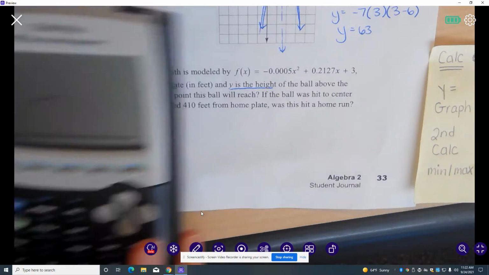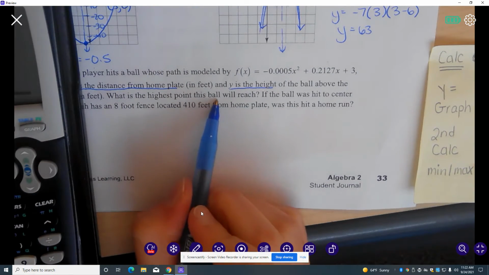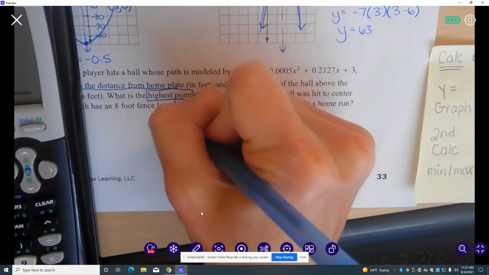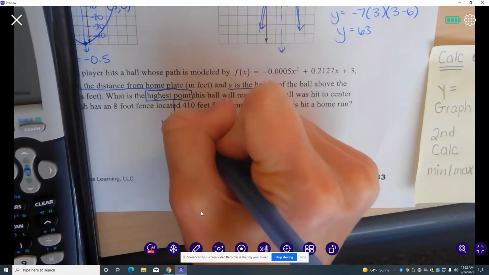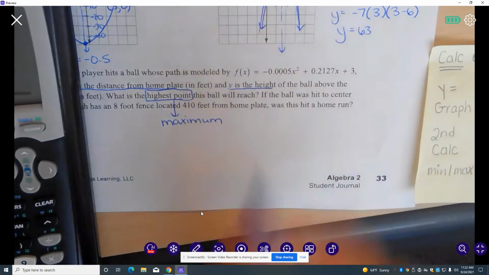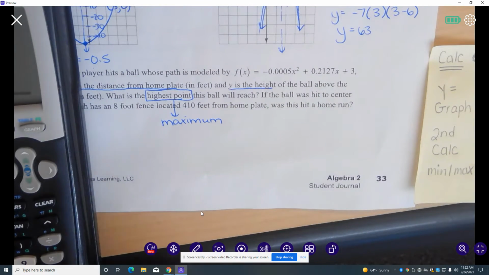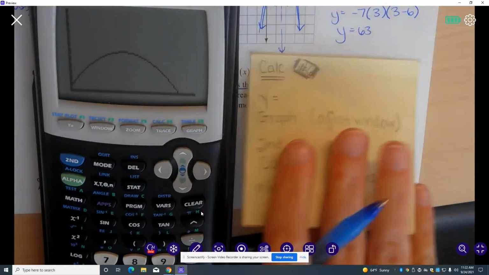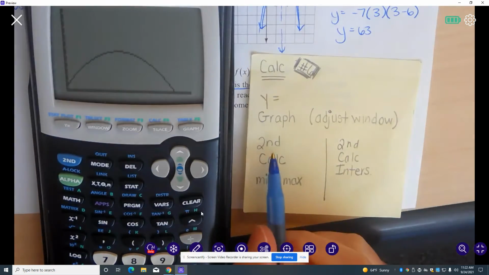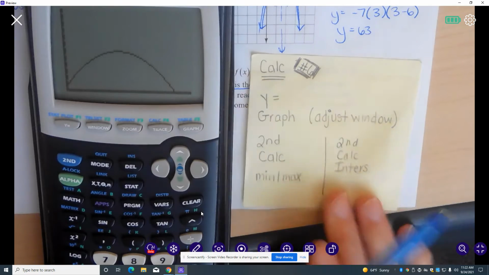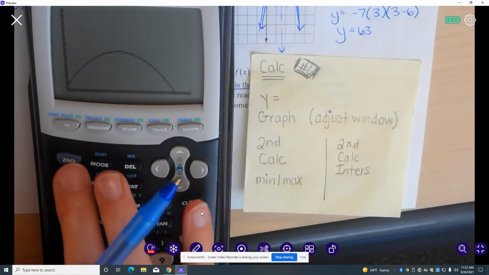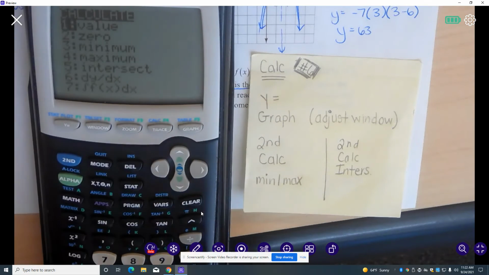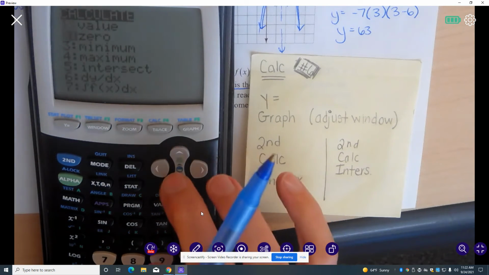Okay, and so the first thing they ask us is, what is the highest point this ball will reach? Well, highest point, remember that's the maximum. Okay, it's our y value of the vertex. And so we have a nice way to find maximum on our calculator. Go back to the little note that you wrote down. With the graph up, we're going to hit second calc, or the trace button, and we're going to go down to maximum.